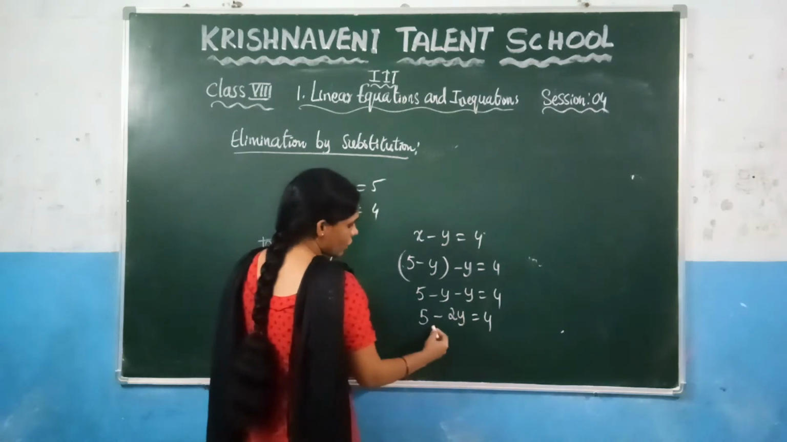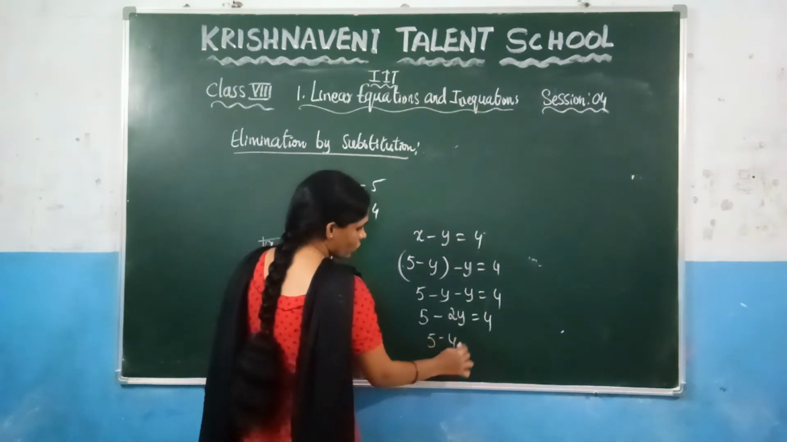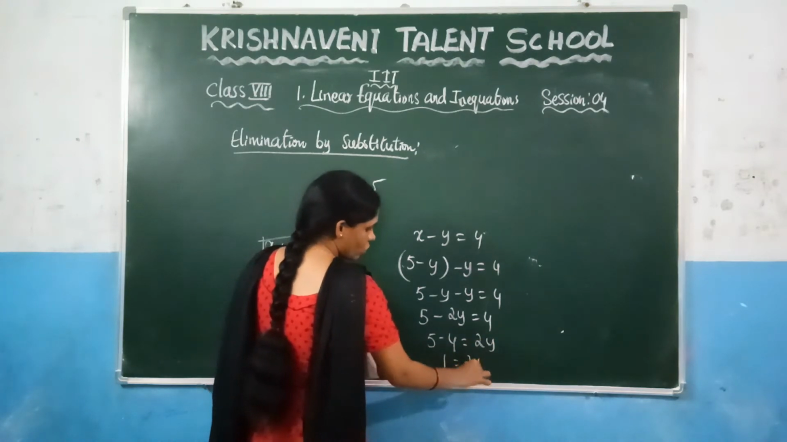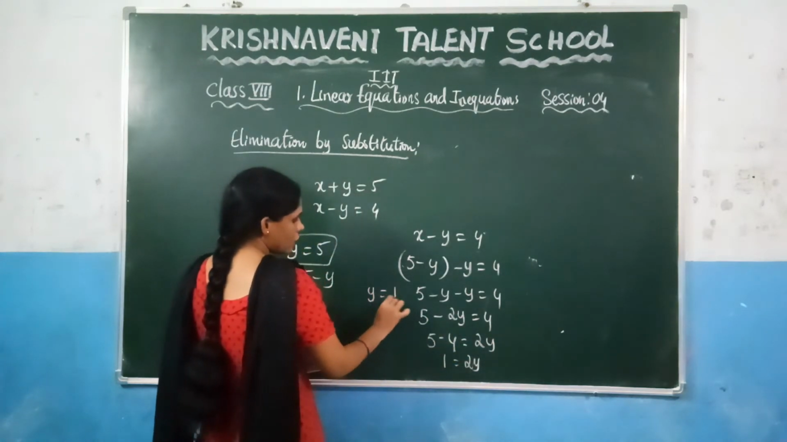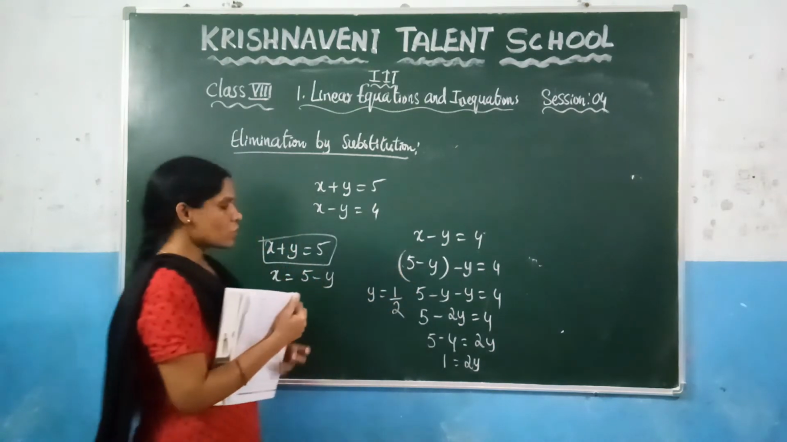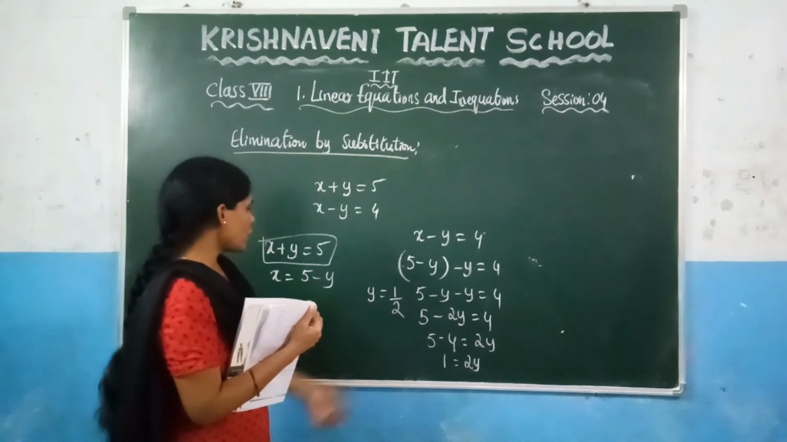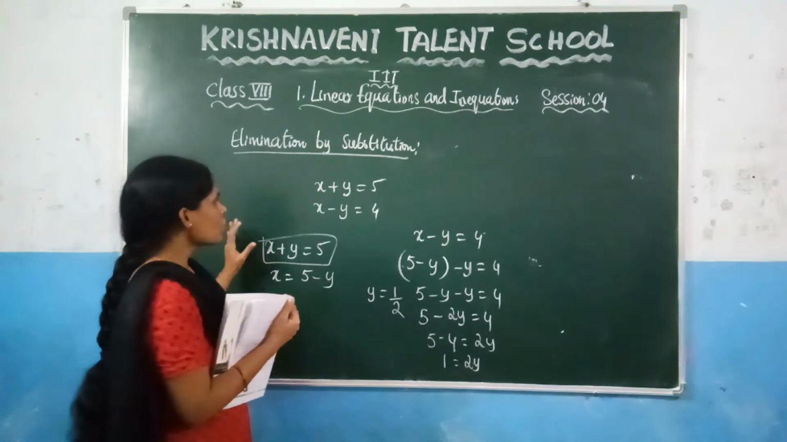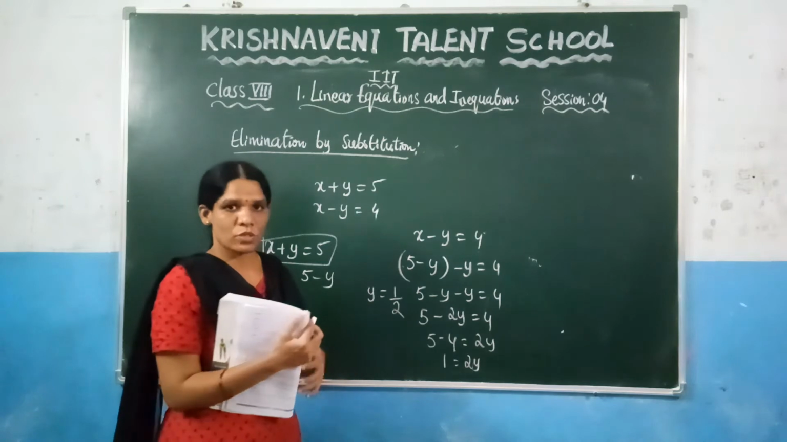So here, take this value to this side, you will get 5 minus 4 is equal to 2y. So here you will get 1 is equal to 2y. What is the value of y here? 1 by 2, right? So if you substitute the value of 1 by 2 in this equation, you will get the value of x. Like this you need to solve by using the substitution method.